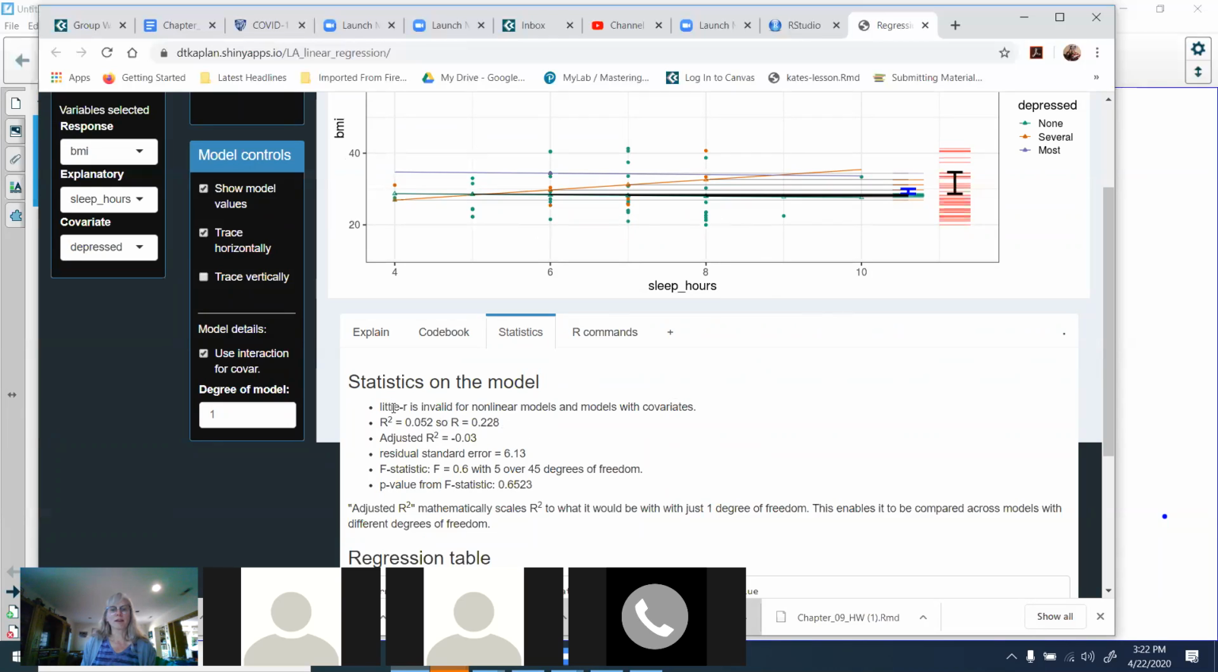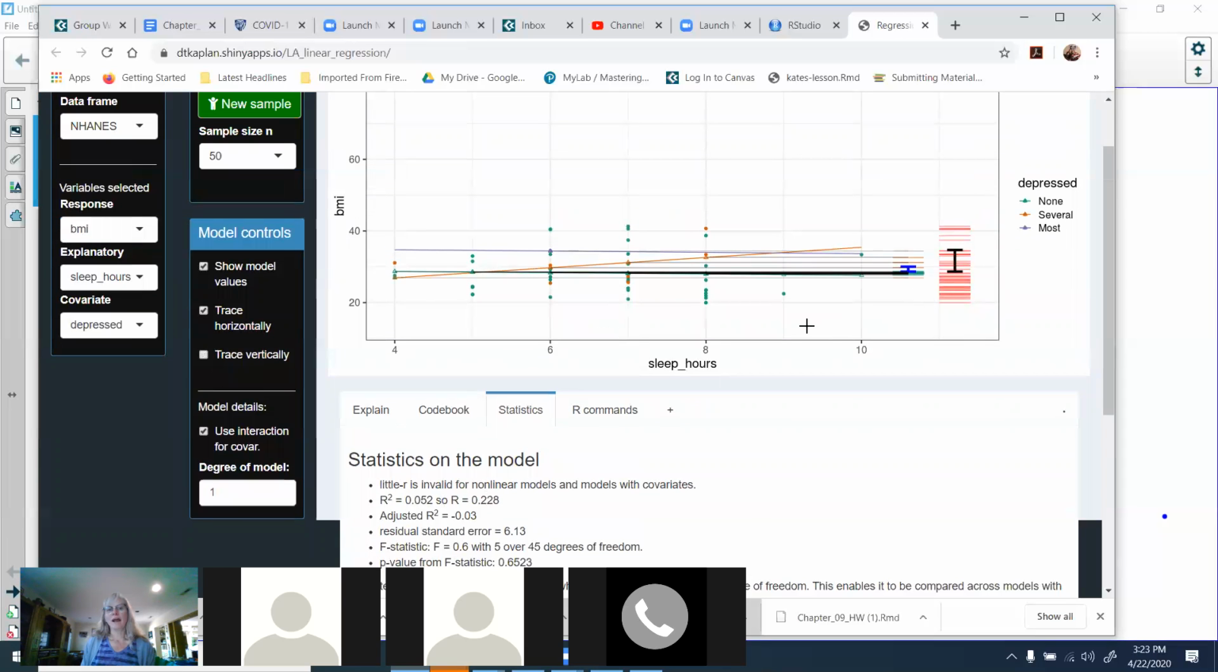But the most important thing is that that little r you can't do. So if you add any more variables, which is what a covariate is, just adding more variables into your model, you can't use this little r thing. And that's where we like to deal with this big R squared and even the big R.